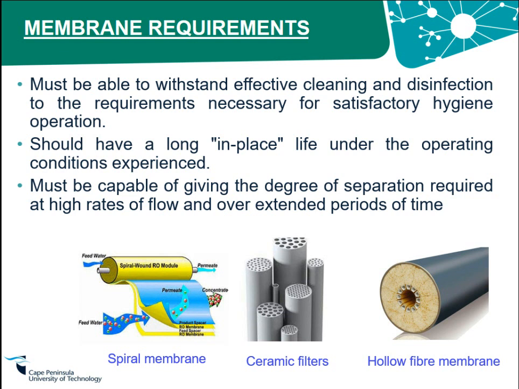These are the types of membranes that we found. So we've got the spiral membrane, the ceramic filters, and the hollow fiber membrane. And you can see that these types of membranes are different. They are constructed with different materials and they also look different. Each of these materials has different properties with respect to the charge on the surface, the degree of hydrophobicity, the pH, and strength and flexibility is different.